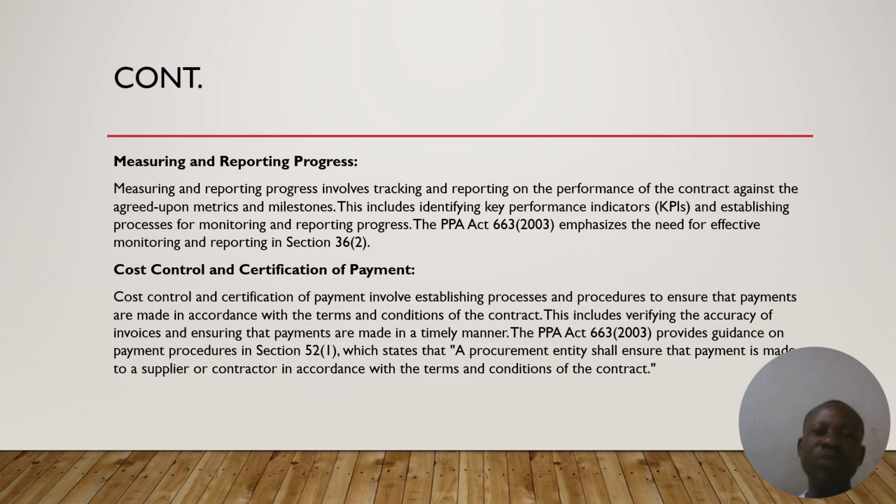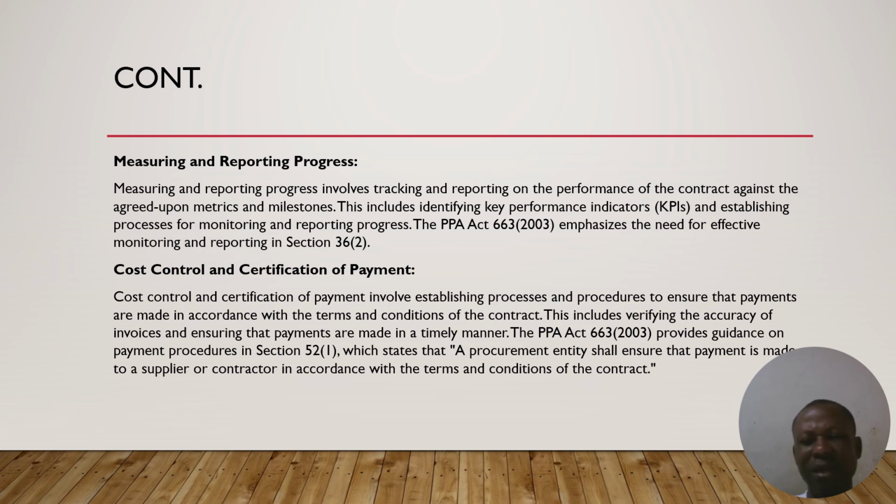So the measuring and reporting of progress involves tracking and reporting on the performance of the contract against the agreed upon metrics and milestones. This includes identifying key performance indicators and establishing processes for monitoring and reporting progress. The Act emphasizes the need for effective monitoring and reporting in Section 36(2) of the Act.